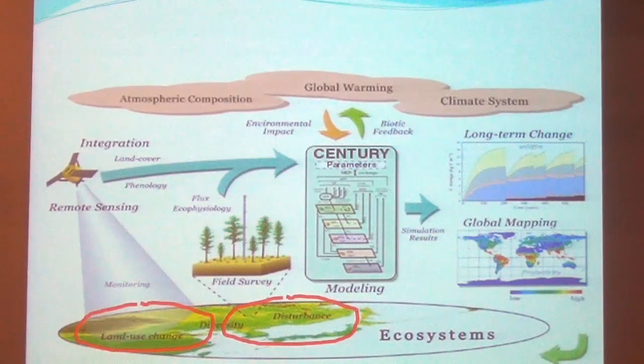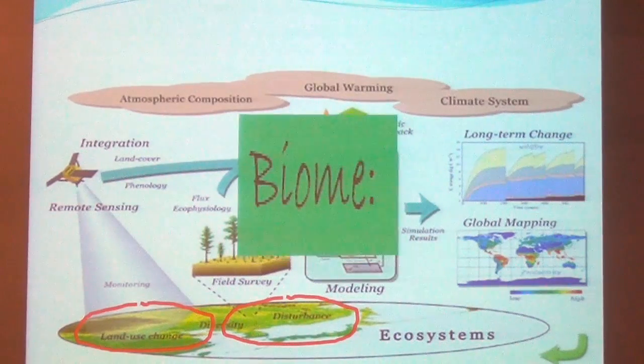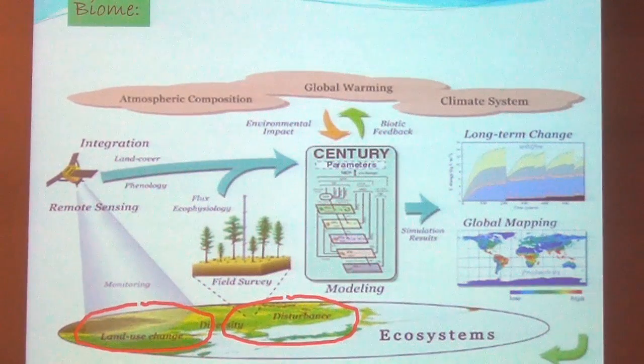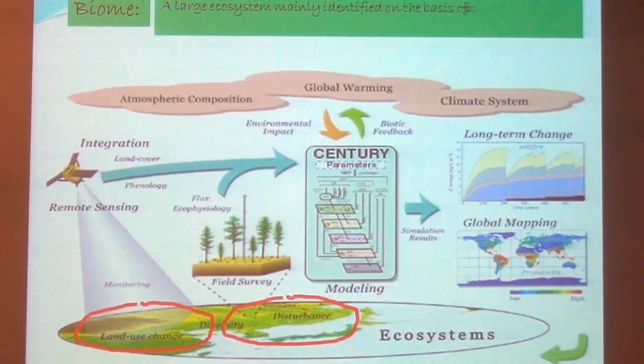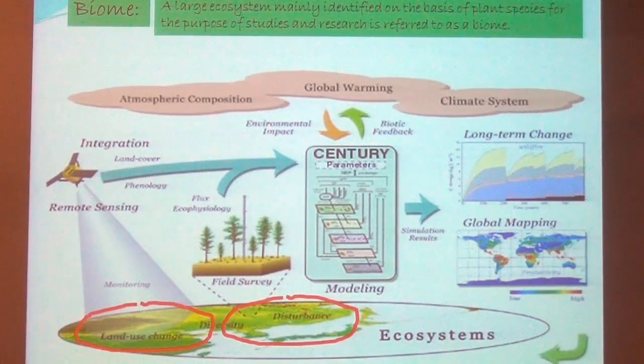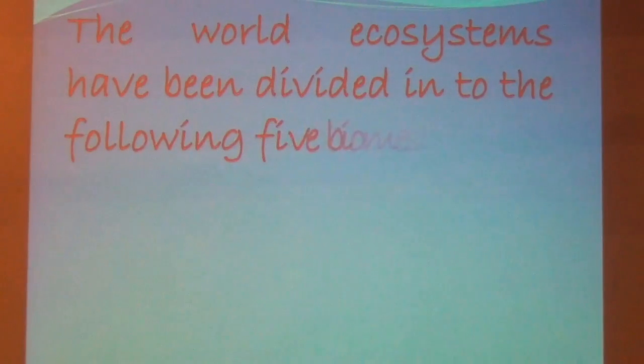And those large ecosystems which we identify on the basis of plant species especially, for the purpose of studies, for the purpose of research, we call them biome. So what is a biome? Biome refers to a very large ecosystem, mainly identified on the basis of plant species and for the purpose of studies and research. And thereby, the whole world ecosystems have been divided on the basis of the plant species and the related animal life in those plant species. We have divided the whole world into 5 biomes.